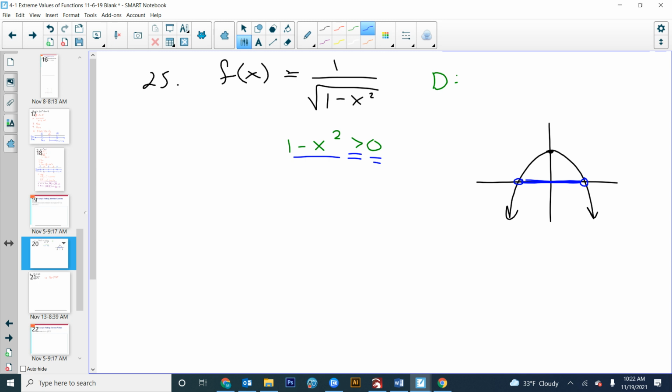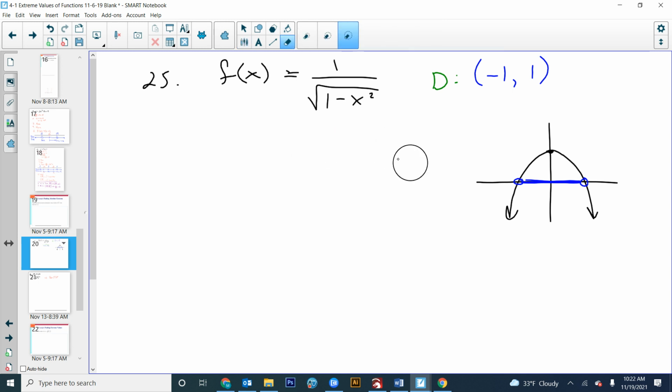Domain. -1 to 1, non-inclusive. So guess what that just told us about step 4. What's step 4? Endpoints. No endpoints. The graph only exists between -1 and 1, but not at -1 and 1. You with me? So any extrema are going to come from interior critical points. We're ready to start the problem.